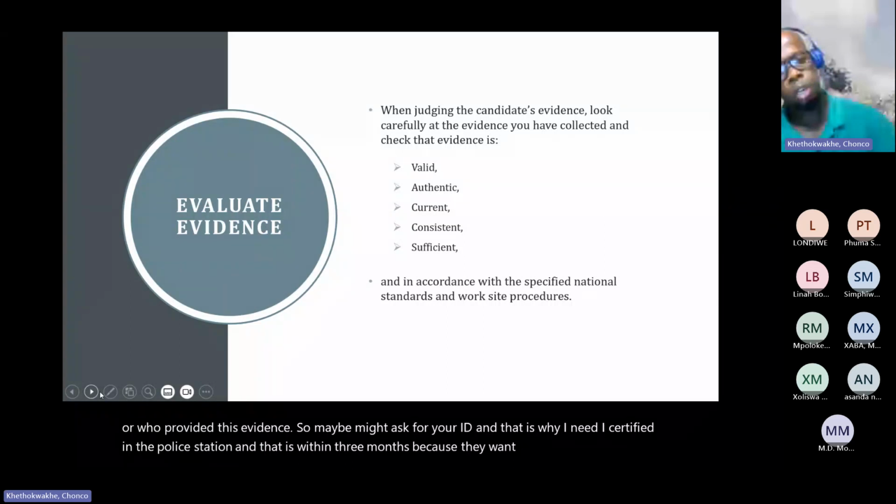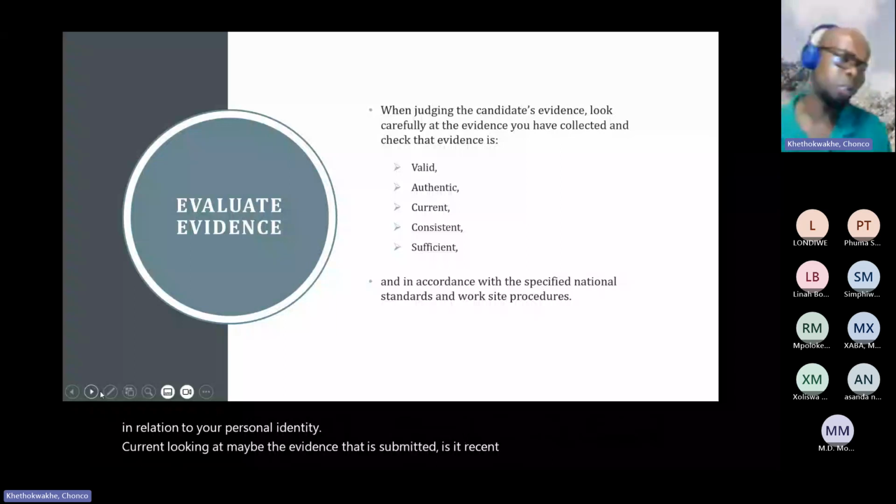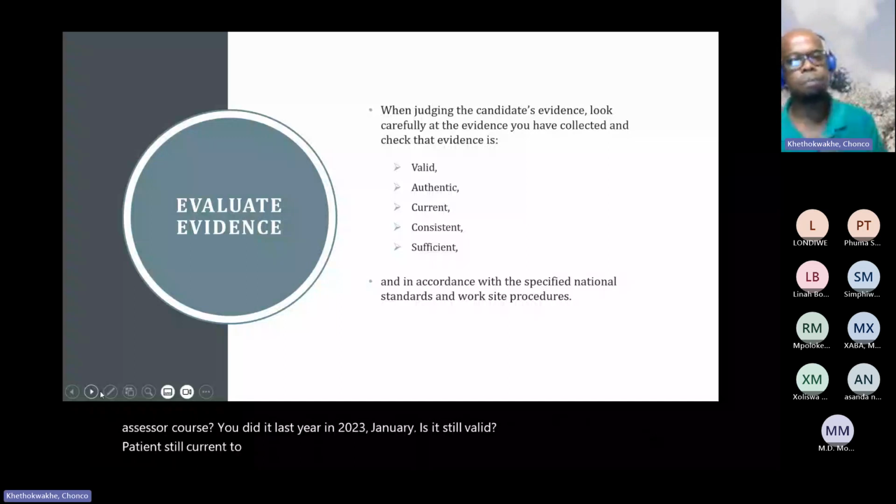Current, looking at the evidence that is submitted, is it recent? Like, when did you do your assessor course? You did it last year in 2023, January. Is it still valid, or is that information still current to be used? Those are the types of questions that one looks at when they are evaluating or judging evidence.